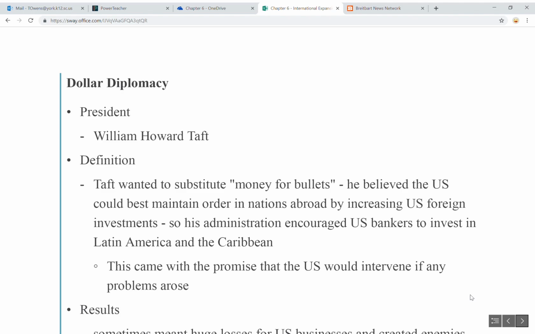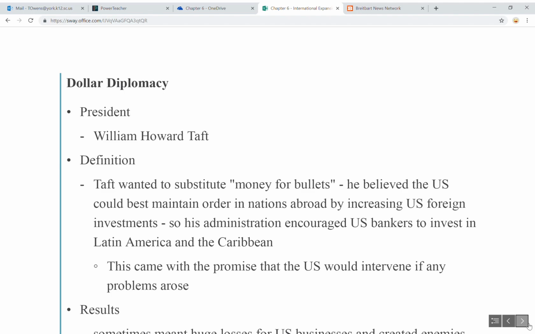The next president was Taft. Now, we didn't really talk about Taft with the progressive movement. I told you that he really wasn't as big of a progressive as Roosevelt was, and really disappointed Roosevelt. And I think he probably disappointed Roosevelt with his diplomacy. Taft felt like the big stick was harsh. And instead of going in there and making enemies, or at least creating resentments, let's go in there and let's invest. And so his idea was to substitute money for bullets. So instead of using force, we're going to invest in these countries.